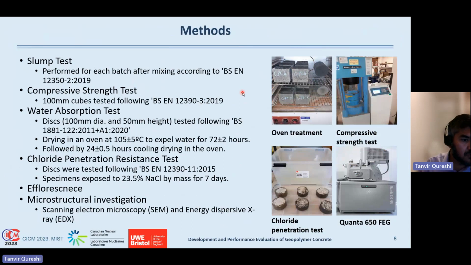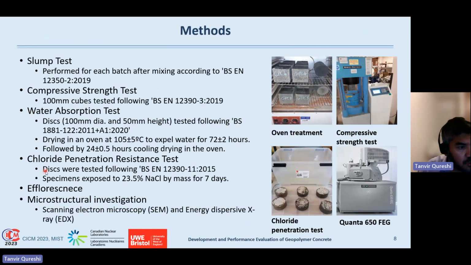Looking into the methods, we followed typical British standards for the slump test, compressive strength test on 100 millimeter cubes, and water absorption tests. We made little manipulations to the drying process because the samples were dry after dry curing anyway. So we oven dried them at 105 degrees Celsius for about 72 to 74 hours, and then cooled them down for 24 more hours before performing the water absorption tests.